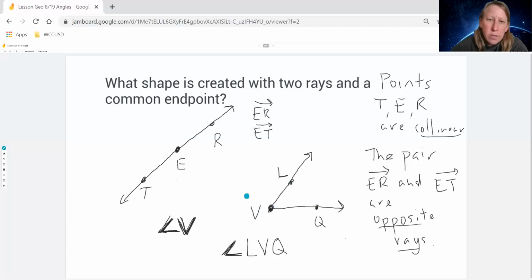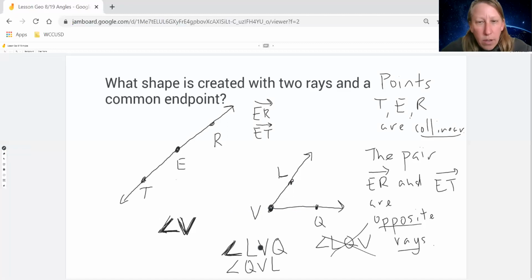So the order matters. You could have it the other way. You could have it angle QVL, as long as that V, that vertex, is in the middle, you're okay. Again, if you try to go from L to Q to V, that would be screwed up and you would not be drawing the angle that you're thinking of.